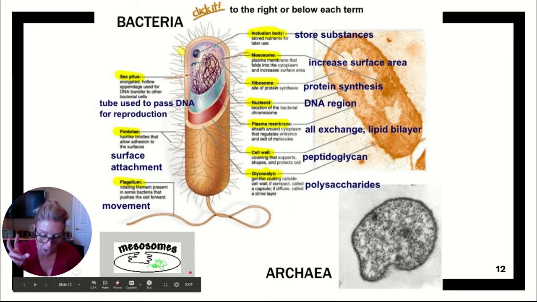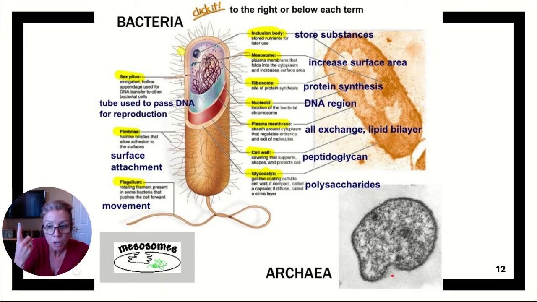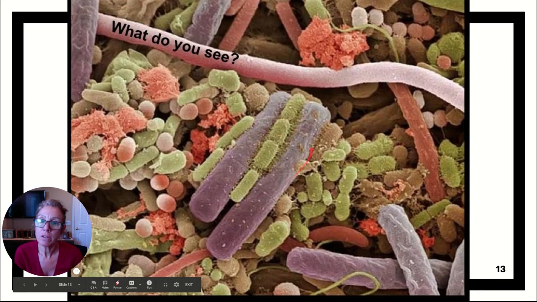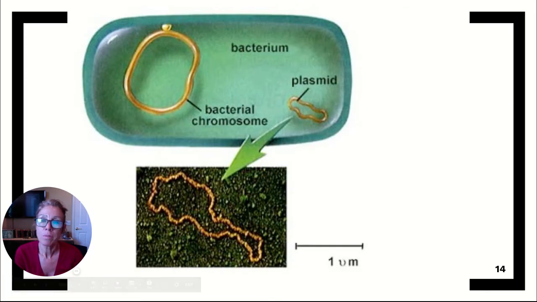All right, now I am going to show you archaea. Remember I told you there were 2 domains that are prokaryotic. Bacteria is one, archaea is the other one, and we'll come back to archaea in just a minute. Here you can see all different kinds of bacteria all over the place. Yum. I showed you the plasmid.